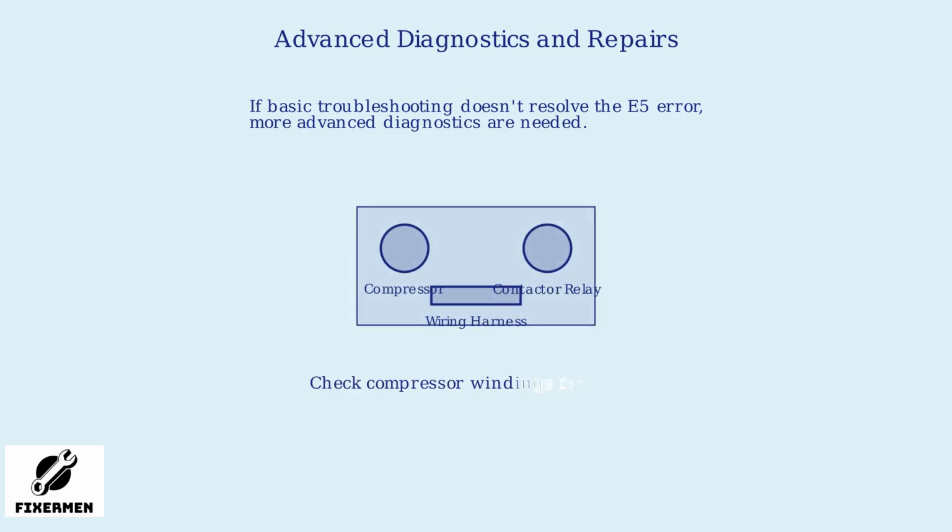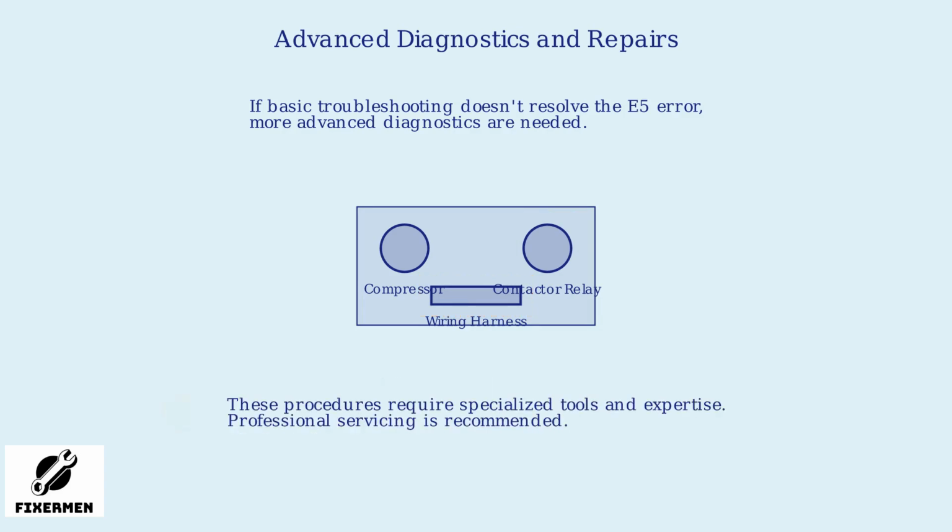If basic troubleshooting doesn't resolve the E5 error, more advanced diagnostics are needed. This might involve checking the compressor windings for shorts, testing the contactor relay, or inspecting the wiring harness for damage. These procedures typically require specialized tools and expertise, making professional servicing the best course of action.